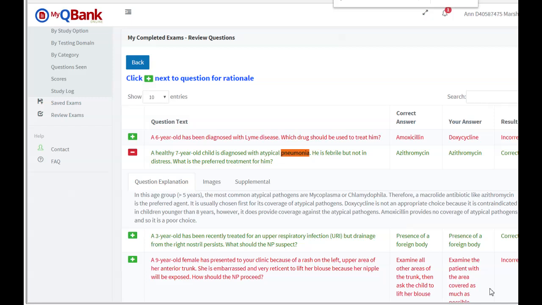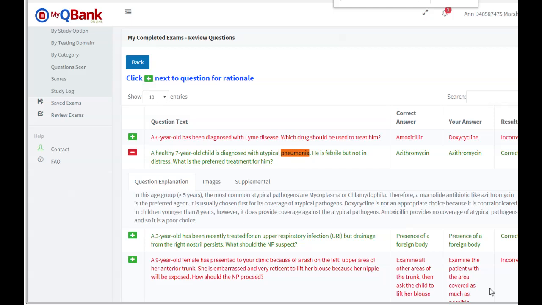The answer is azithromycin. In this age group, so if a child is greater than 5 years old, the most common atypical pathogens are mycoplasma or chlamydophila. Therefore, a macrolide antibiotic like azithromycin is a preferred agent. It is usually chosen first for its coverage of atypical pathogens.